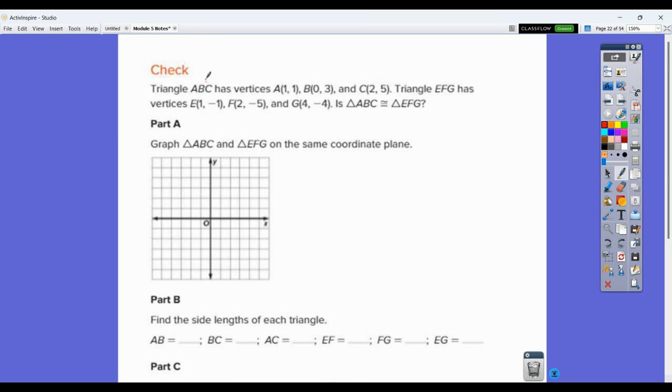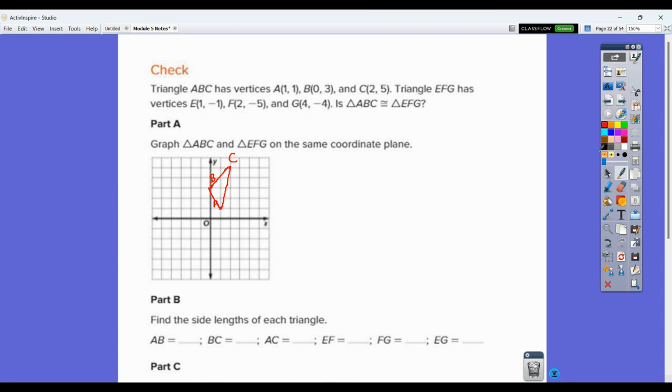Okay, so triangle ABC has vertices. We have A at (1, 1), and anytime that I graph something, I'm going to label it. B is at (0, 3), and C is at (2, 5). So we have our triangle ABC that we're going to graph. Some of us need to keep working on making sure that we label everything.